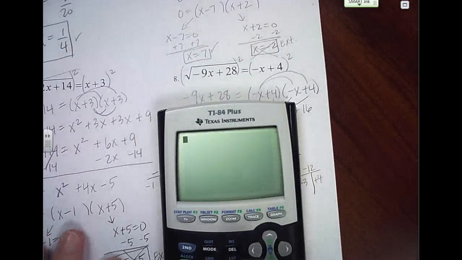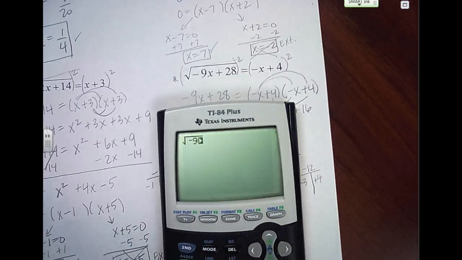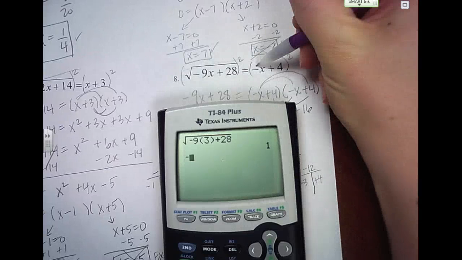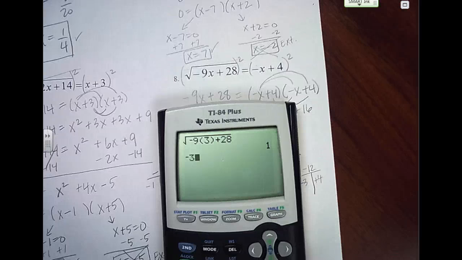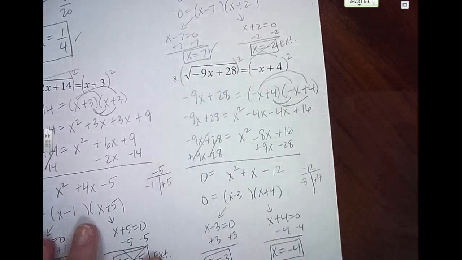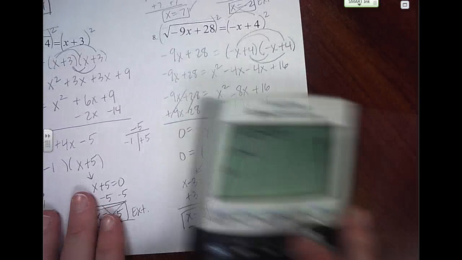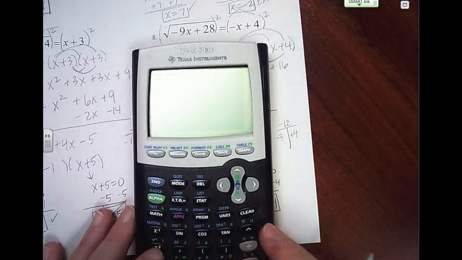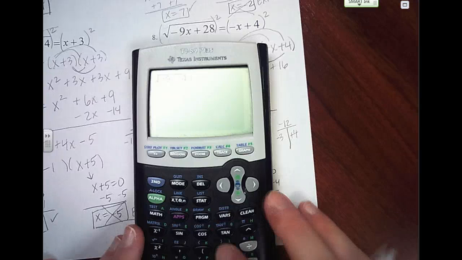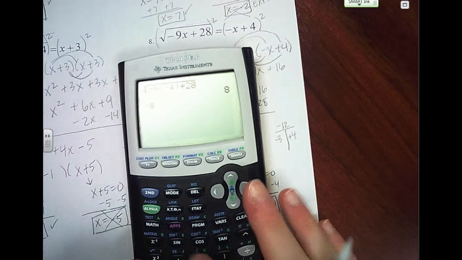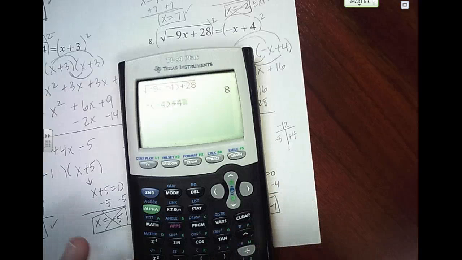So we'll plug in positive 3 first. So I have square root of negative 9 times 3 plus 28 equals 1. And on the left, be careful because you have this negative. So it's a negative 3 plus 4, which is also 1. So that one works. And then we'll check negative 4. So square root of negative 9 times negative 4 plus 28. And then on the right, we have a negative 4 plus 4 equals 8.